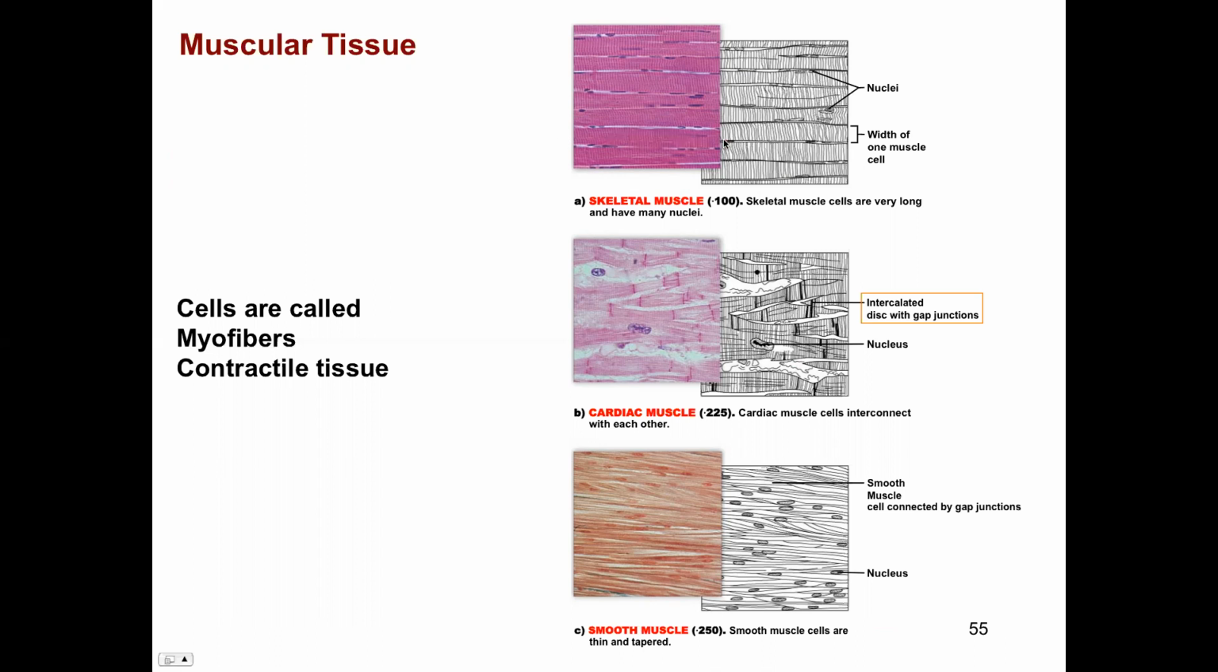And these cells are really, really long. Like some of your skeletal muscle fibers run from your hip to the inside of your knee. Okay, so there's a muscle there called the sartorius muscle, and those cells run that entire length. So they're very, very long, and they have many nuclei in them. All right.